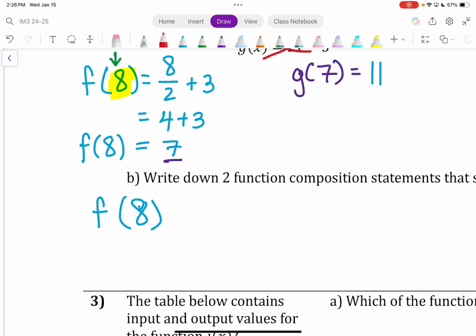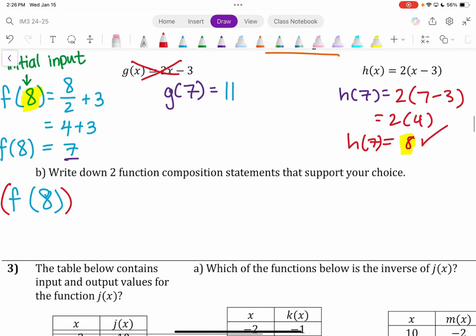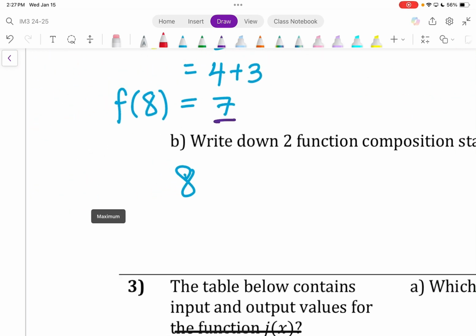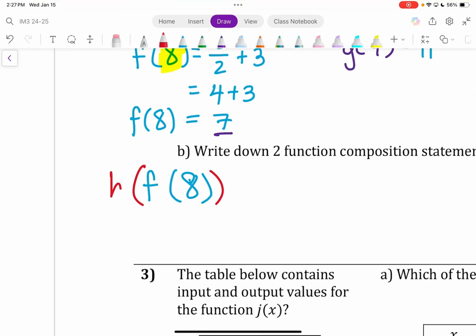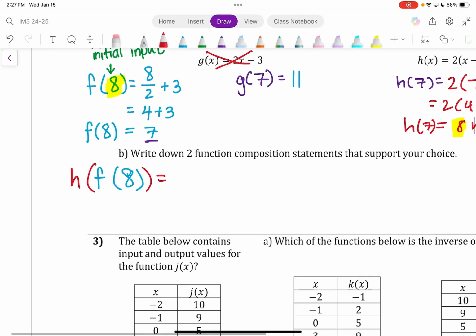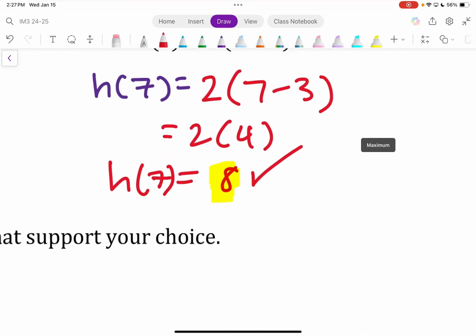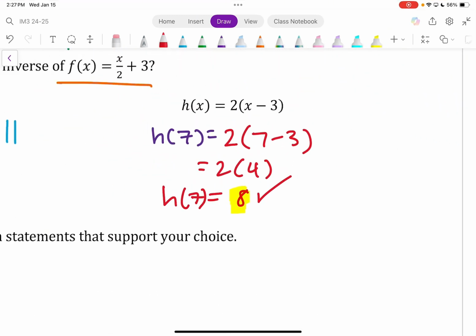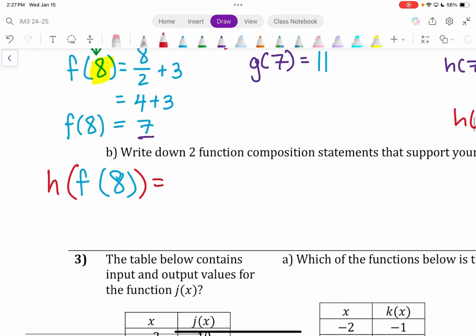When we solved that, we plugged it into which function afterwards? Think about what we did. We took 8, we plugged it into f and got 7. The 7 got plugged into which function? Which one was the inverse? Not g. G is not the inverse. Which one's the inverse? H. So we took f of 8 and we plugged it into h. And what was the final answer? Look at this final answer here. What was the final answer? 8. Okay. So h of f of 8 is equal to 8.